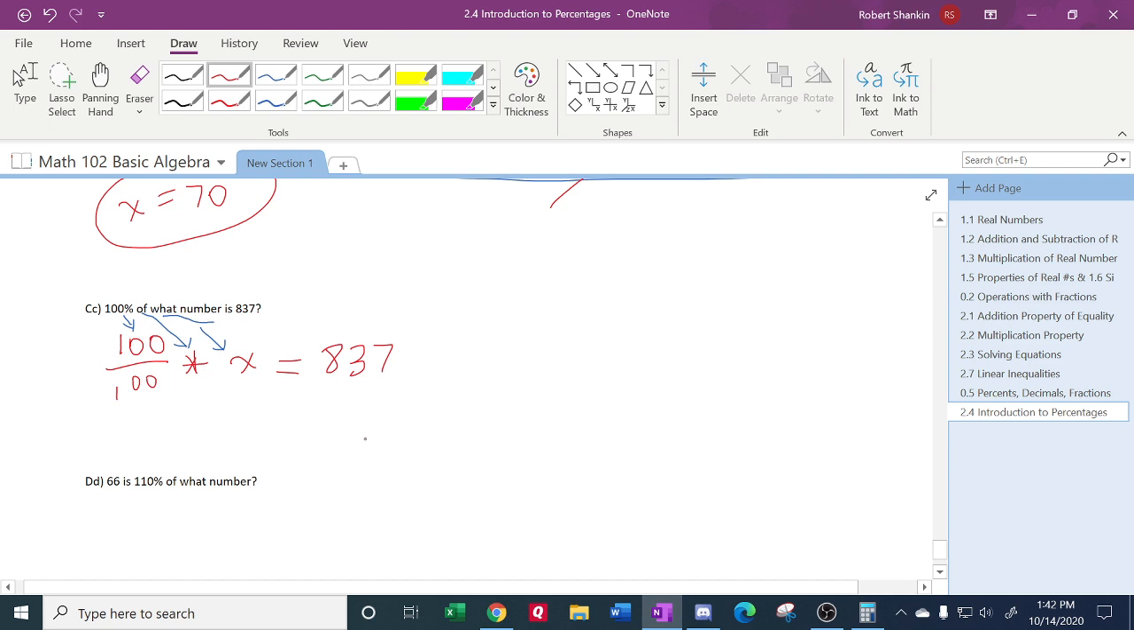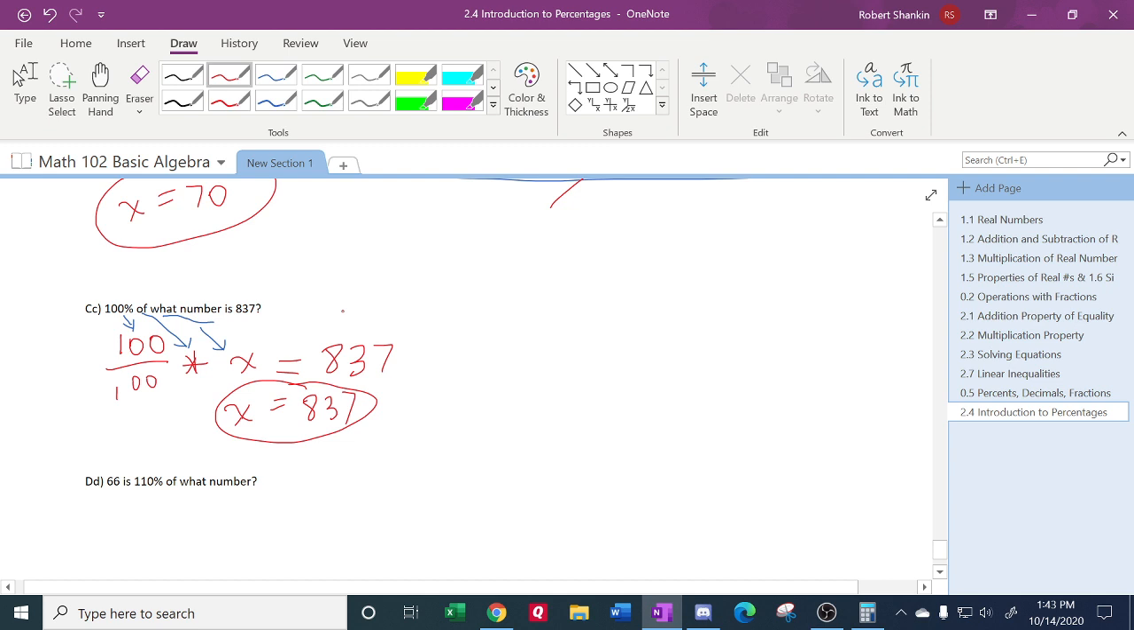837. Now 100 divided by 100 is 1. 1 times X is X. So the answer becomes what we knew it was going to be, 837. 100% of what number is 837? The answer is 837.